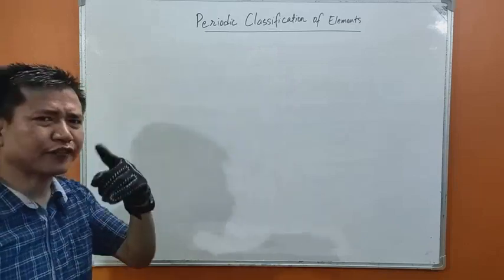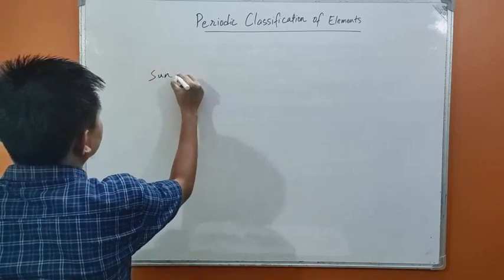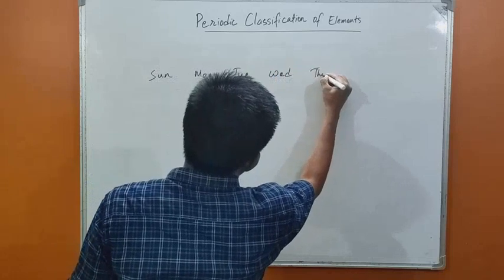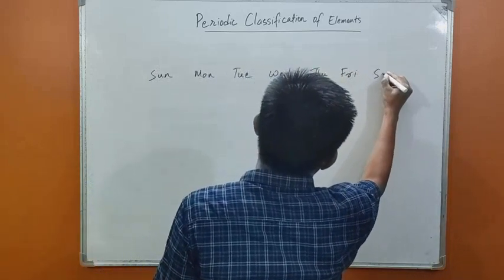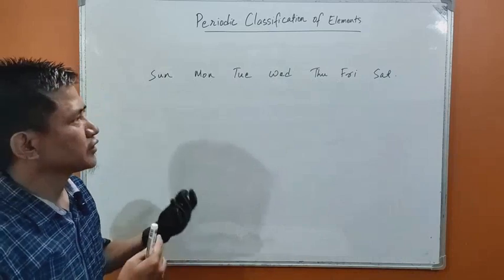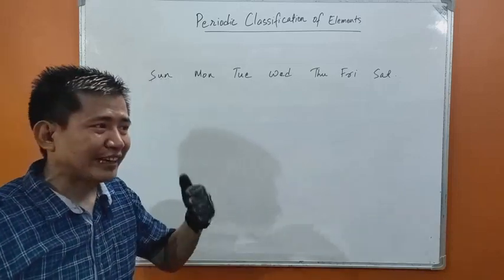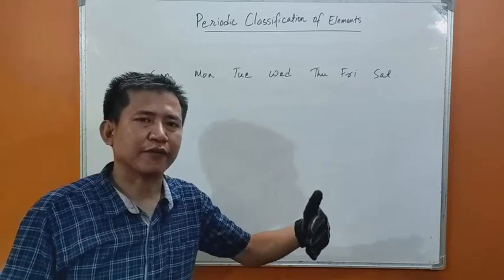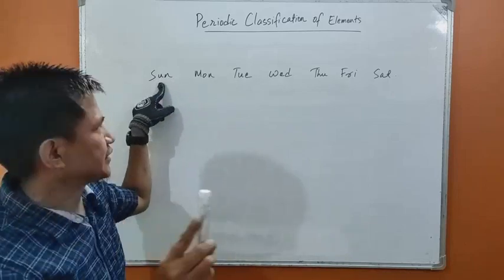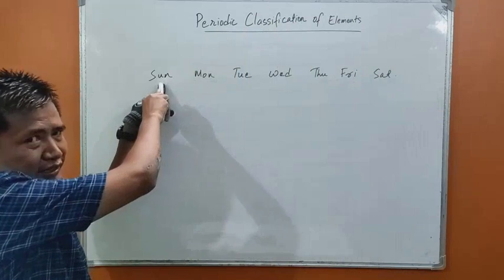Okay, let me give you an example to make you understand what does the term periodic mean. I'm writing the days of a week. This is Sunday, Monday, Tuesday, Wednesday, Thursday, Friday and Saturday. There are 7 days in a week, isn't it? So if you observe this, each day of a week is repeated after a fixed gap of 6 days. Let's take Sunday, for example. Sunday is repeated after a gap of 6 days. 1, 2, 3, 4, 5, 6. After 6 days comes the seventh day, Sunday, isn't it?